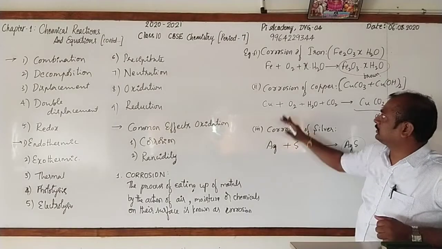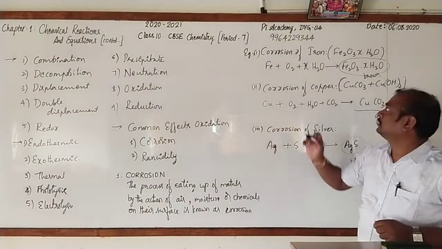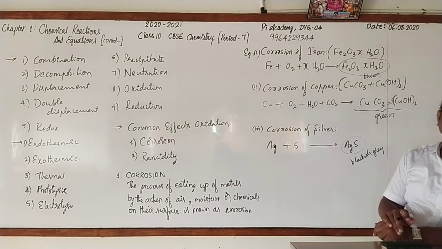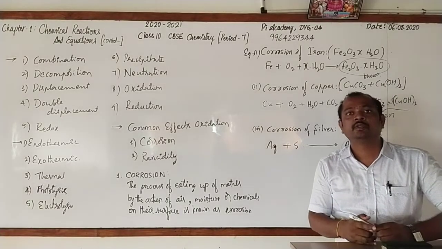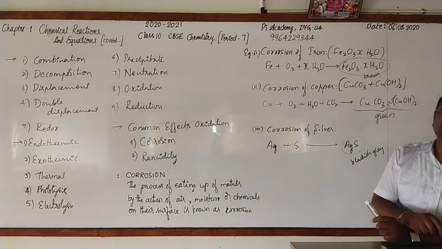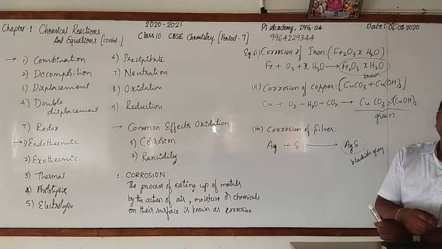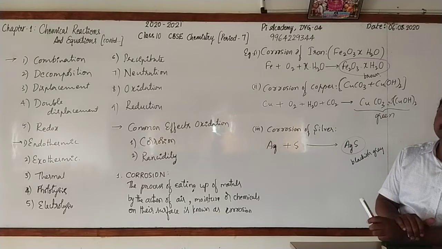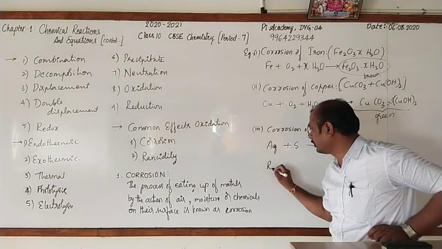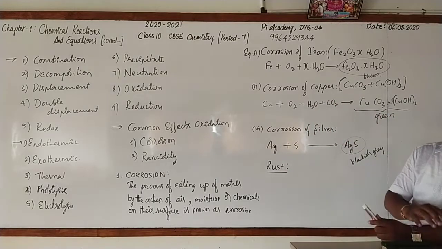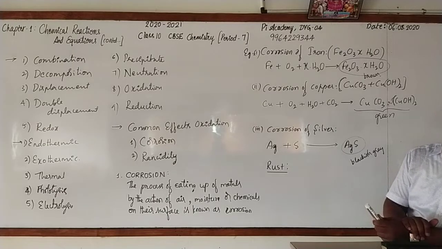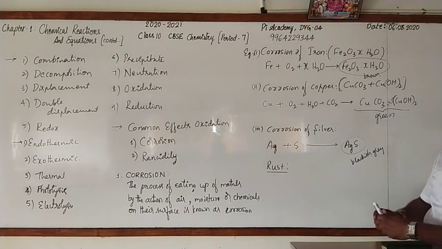And I have already told you that among the corrosion of metals, for corrosion of iron, we call it rusting. Got it? Rusting is nothing but the process of eating up of iron metal when it is exposed to the atmosphere. Then here we use the word rust. What is rust? When the iron metal is exposed to the atmosphere, it reacts with moisture and produces a brown flaky substance on its surface. That is known as rust.